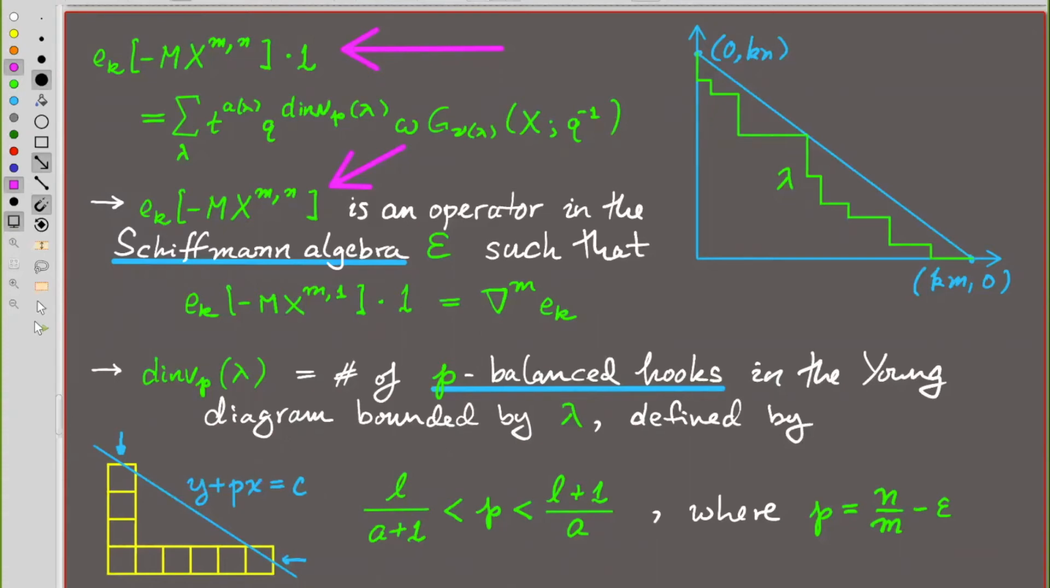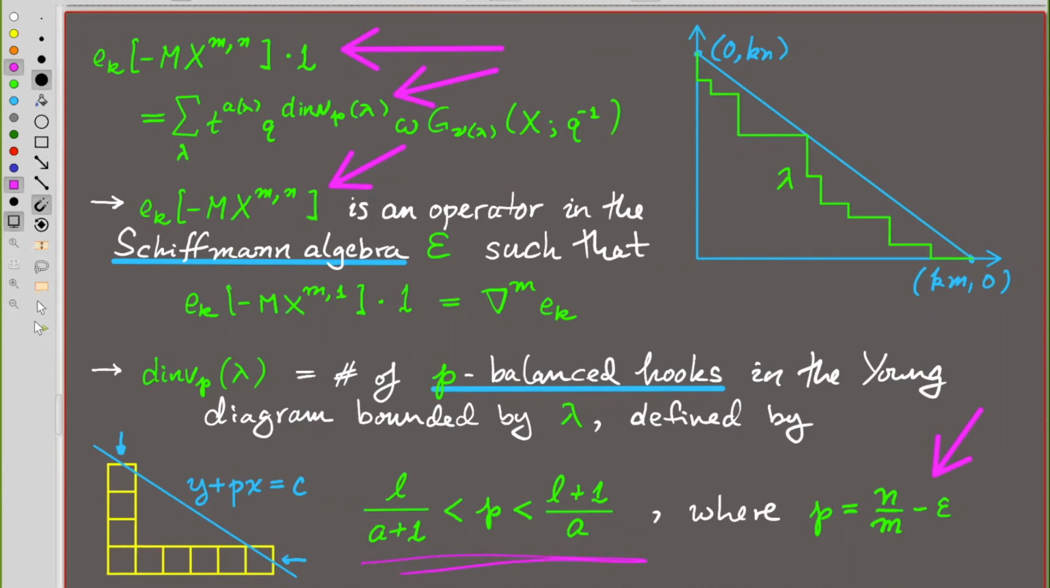And the dinv has also changed a little bit. It's now the number of hooks that are balanced relative to the slope p of the line, or the slightly adjusted slope, n over m minus epsilon. And again, we could define it by the same algebraic formula, that p is between the leg over arm plus 1 and the leg plus 1 over the arm.